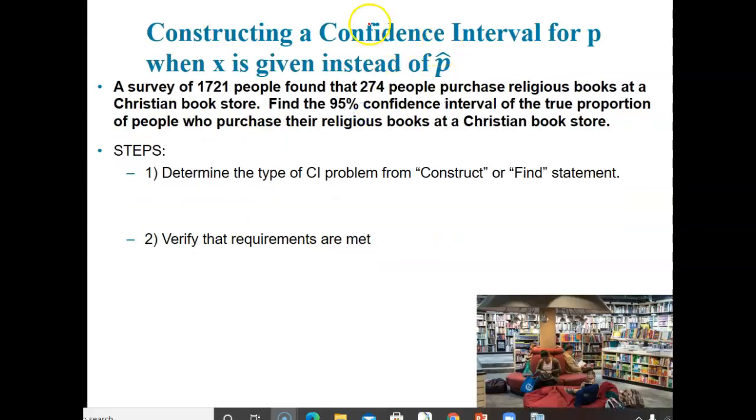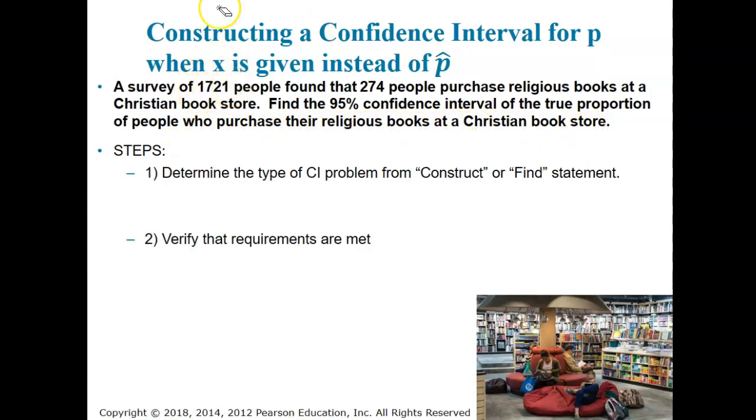Okay, on this example, we're going to be constructing a confidence interval for p when x is given instead of p-hat. It says a survey of 1,721 people found that 247 people purchased religious books at a Christian bookstore. Find the 95% confidence interval of the true proportion of people who purchased their religious books at a Christian bookstore. So here my sample size is my N, so that's 1721. This is my X, and this is my confidence level here that I'm going to be working with.